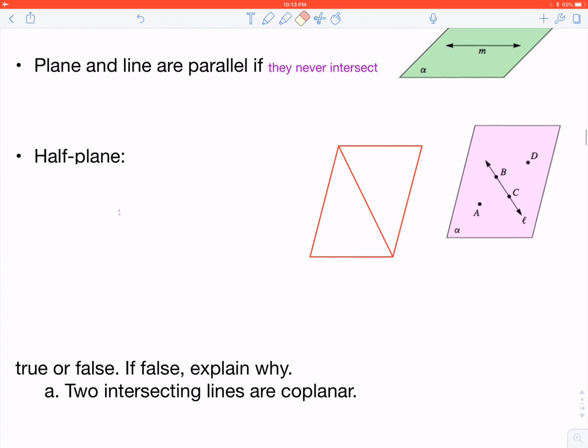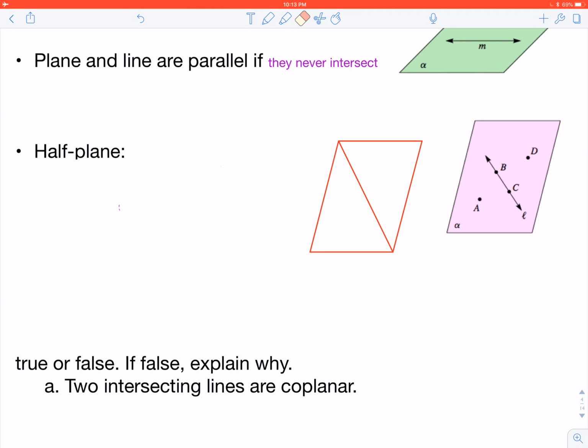A half plane, you remember we talked about a half line. A half plane is something that's a bit interesting. A half plane is a line that separates a plane into three subsets or three parts. One of those parts is the line itself, and the other two parts are the two half planes. So I've drawn a picture over here to the right. Let me kind of separate things so I can show you what I'm talking about here.